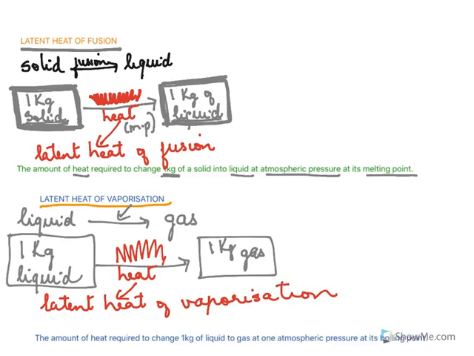So the latent heat of vaporization is the amount of heat required now to change 1 kg of a liquid to a gas at atmospheric pressure at its boiling point. These two definitions you need to learn.